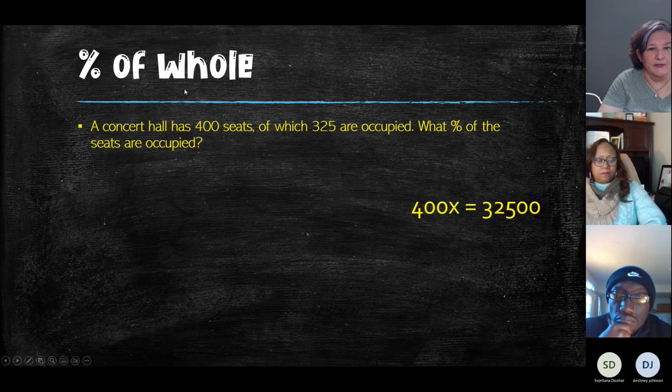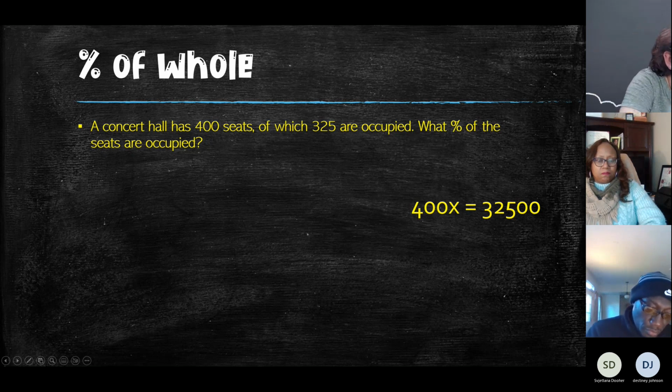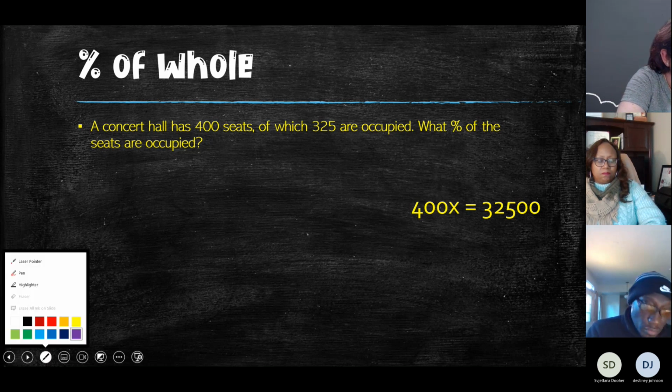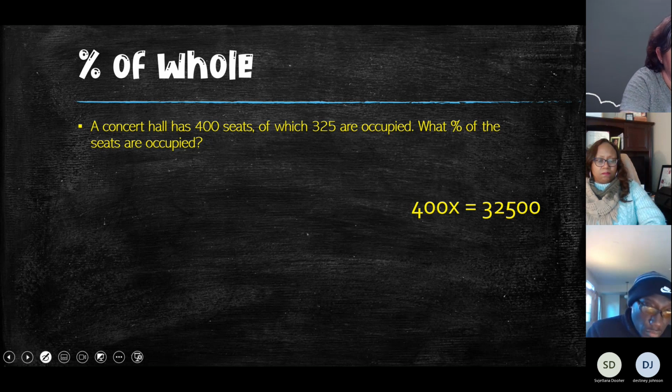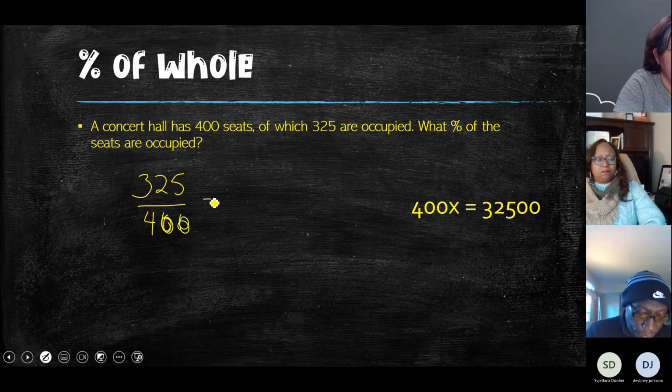If you're looking for the percent of the whole: a concert hall has 400 seats, of which 325 are occupied. What percent of the seats are occupied? Let's use yellow. The part is 325 and the whole is 400, and we're trying to figure out what percent that is.